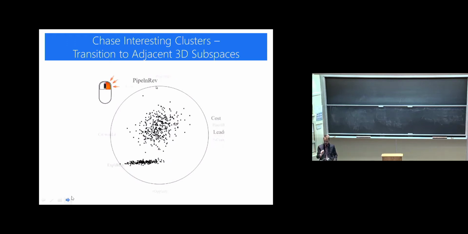You just move your mouse, and what it will do is make the 3D subspace that is captured in this ball emphasize more the pipeline revenue. So this has a greater weight. Basically, you're moving from one subspace to another one that's slightly in a different orientation.